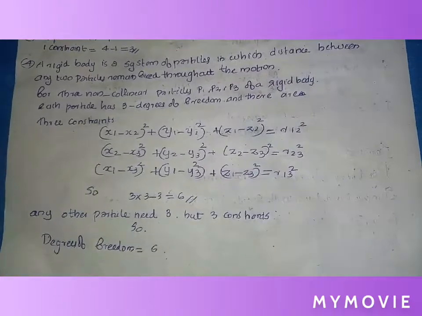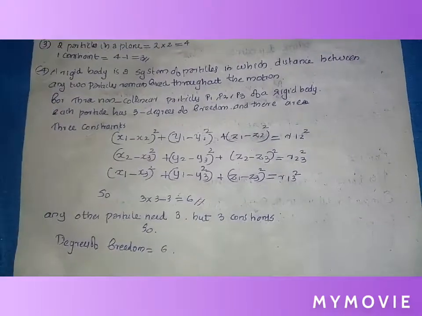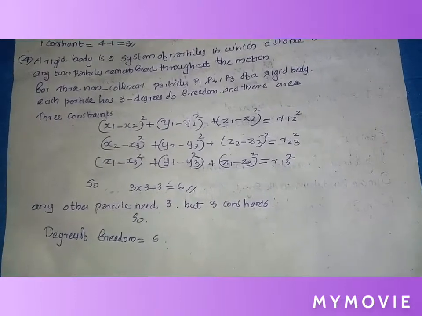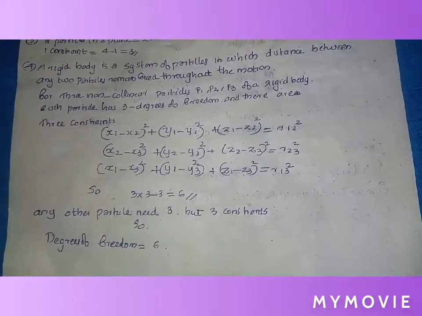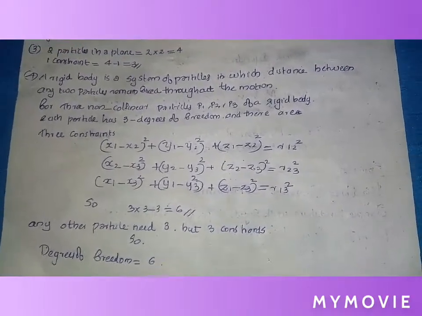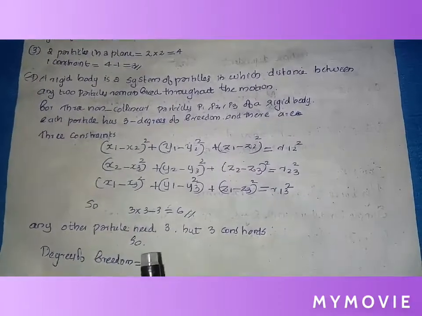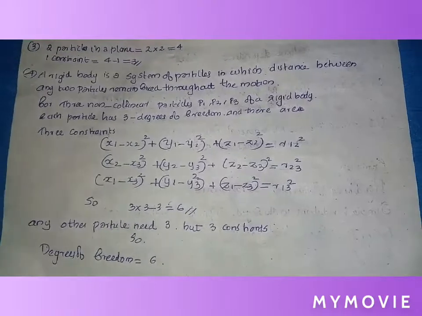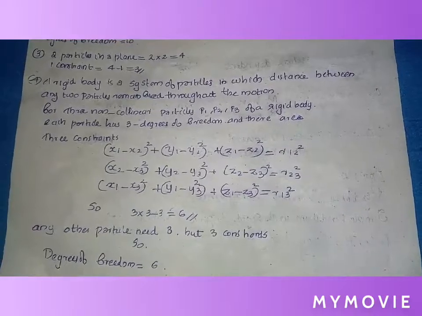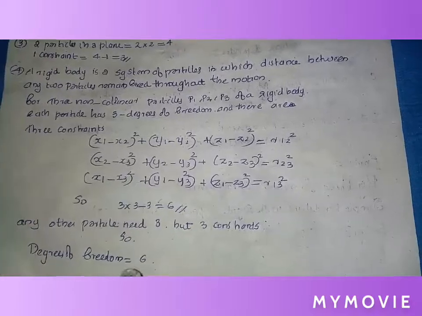If any other particle is included in the system, we know that to express it we need three coordinates, but it has fixed distances from the three particles that exist before, so three constraints also exist. So no additional coordinate is required to specify the position of the particle. We can add any particle to this rigid body system, but the number of coordinates is not changed by adding particles. So the degrees of freedom for a rigid body is 6.